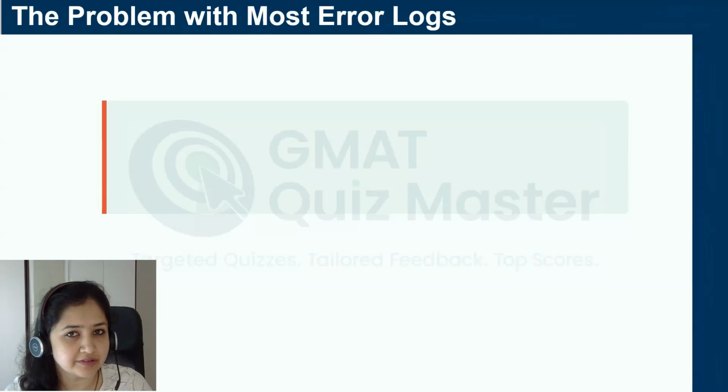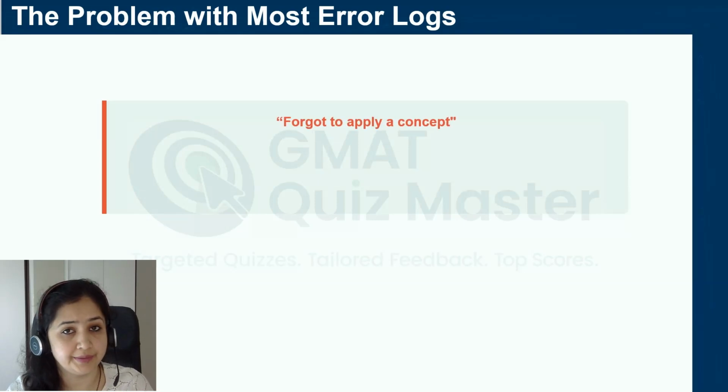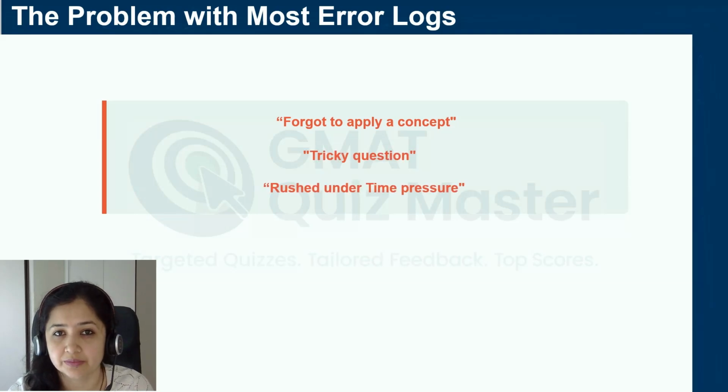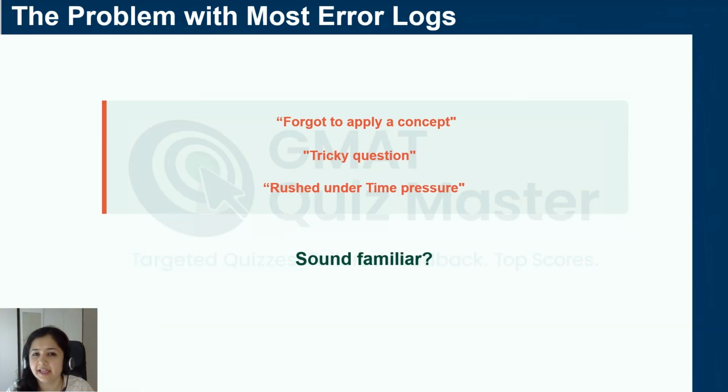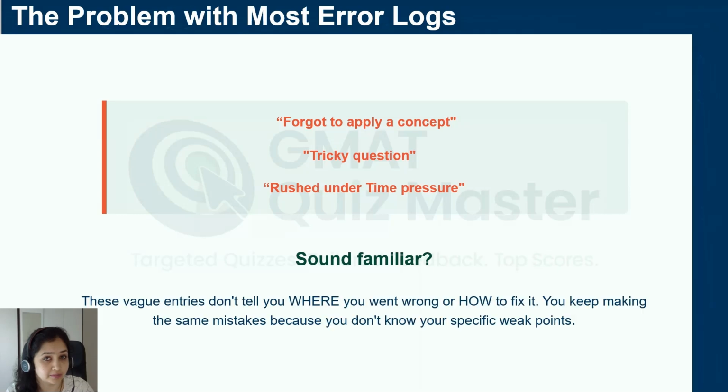Imagine you just got a CR question wrong and you are now trying to update your error log. Let's say you write something like "forgot to apply a concept," or "tricky question," or "I rushed under time pressure." You feel like you have updated your error log. However, here is the problem. You may have been writing the same information for weeks or maybe even months, but you are not improving.